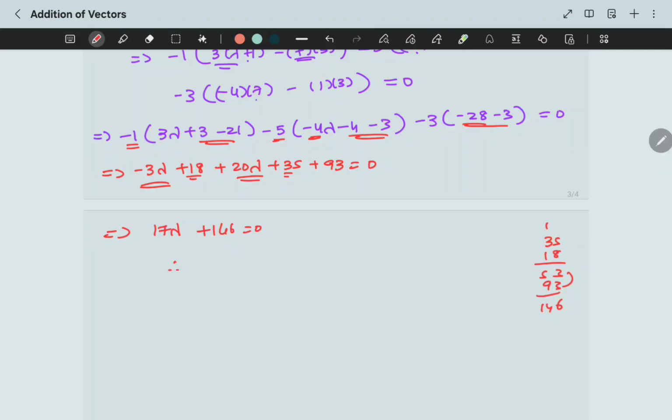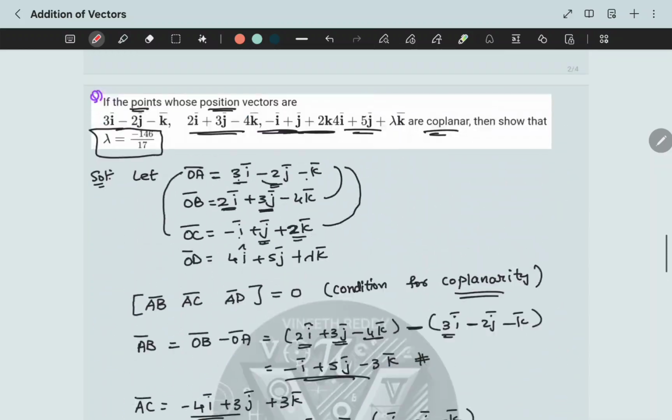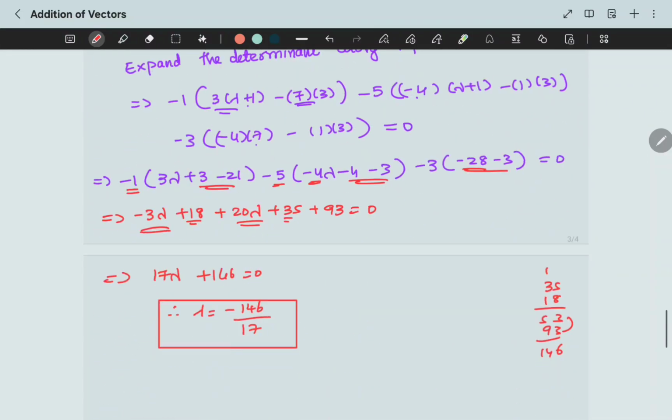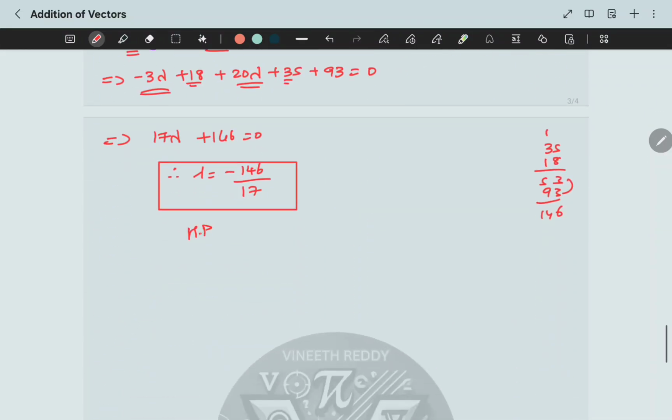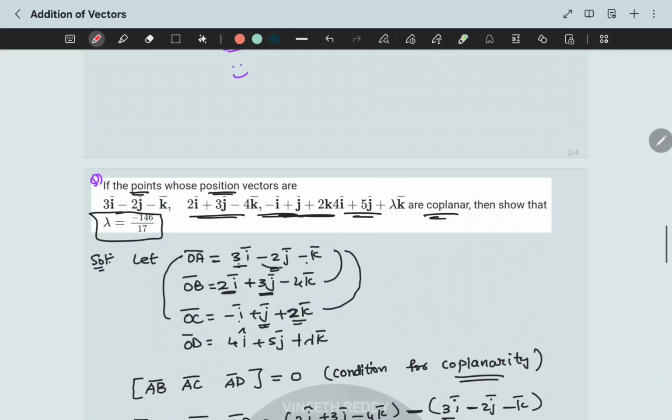So therefore, lambda will be minus 146 divided by 17. That's it. We have to prove this, right? So we have to prove that lambda is equal to minus 146 by 17. Hence, proved. So this is the answer for the previous question.